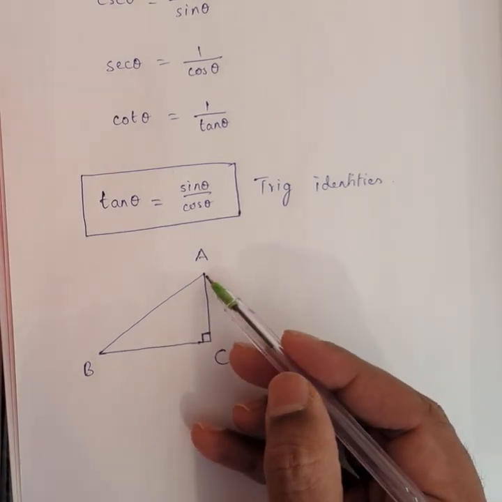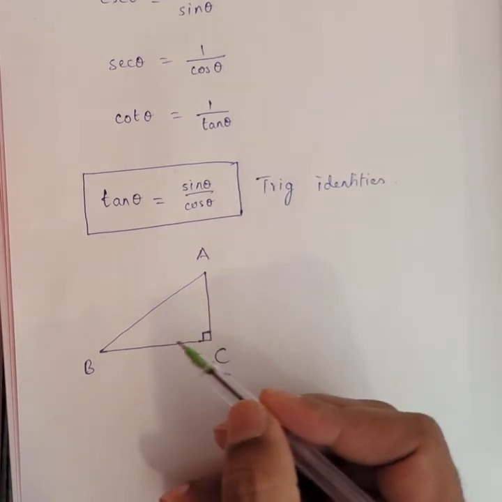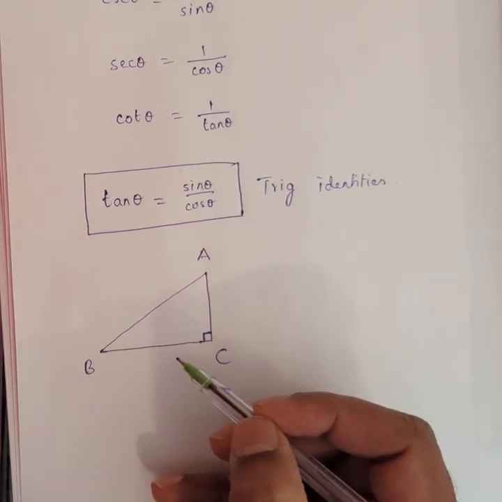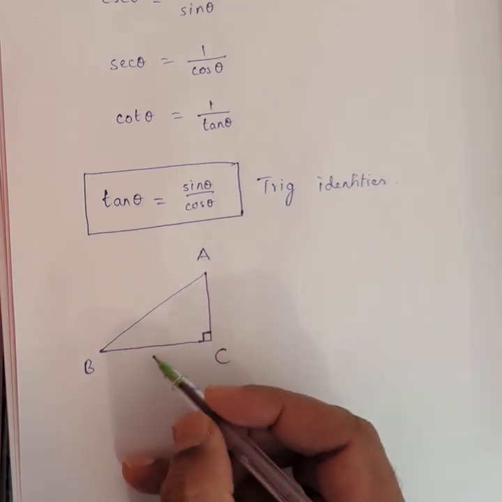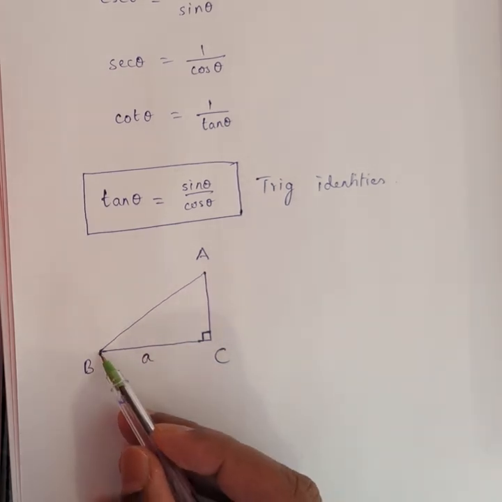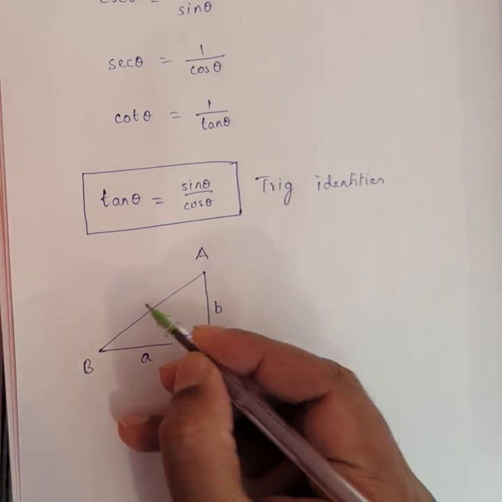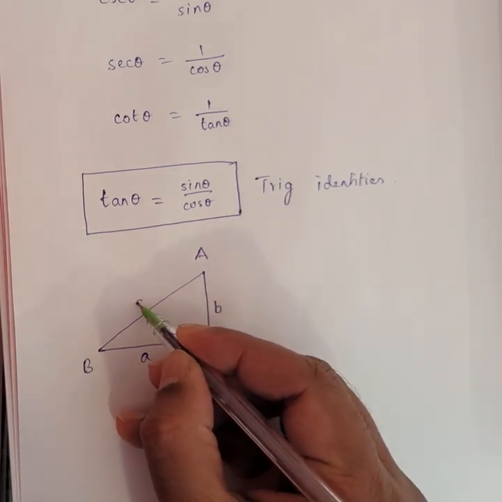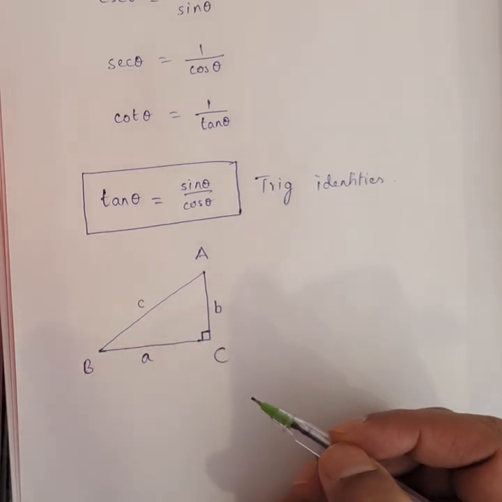Now, once we label the vertices, we also label the sides. And we don't randomly label whichever way we want. The side opposite to the vertex A, we use lowercase a. And the side opposite to angle B is lowercase b. And then the side opposite to angle C is lowercase c.